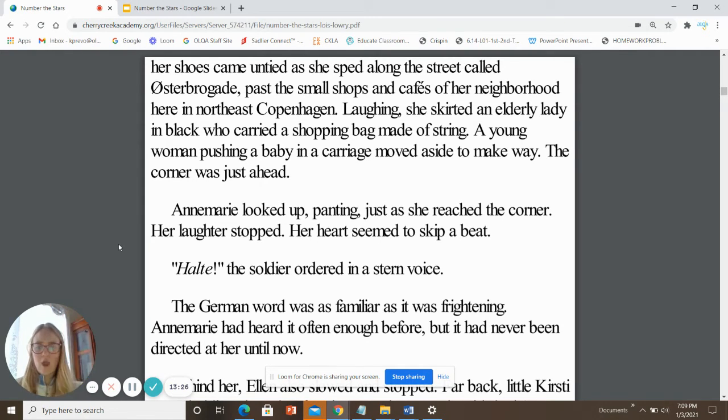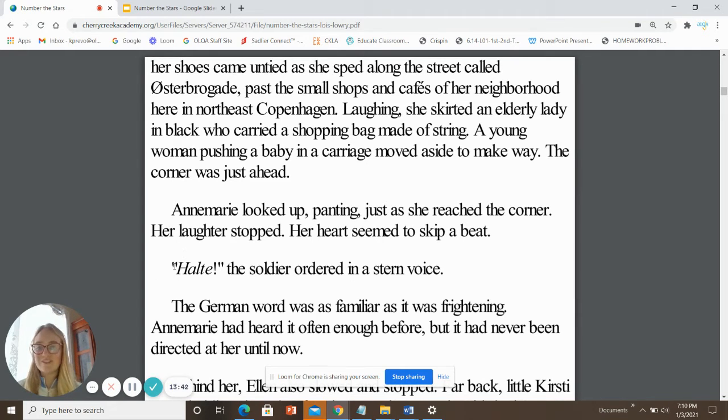Halt! The soldier ordered in a stern voice. The German word was as familiar as it was frightening. Anne-Marie had heard it often enough before, but it had never been directed at her until now.